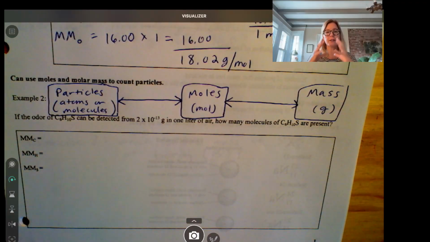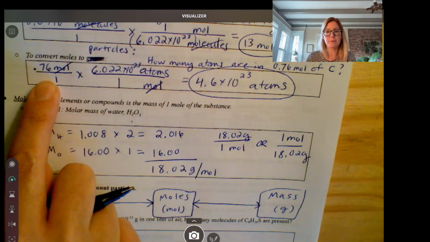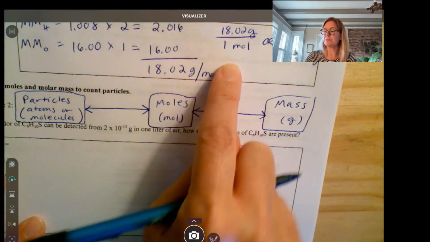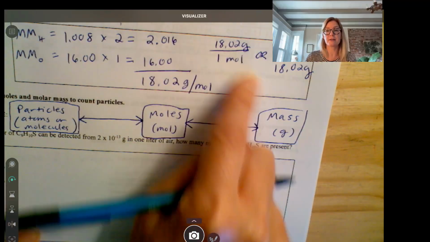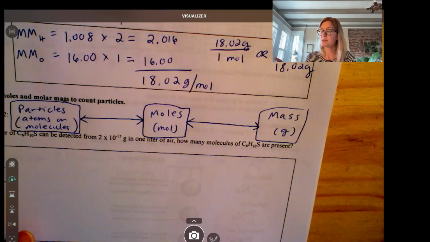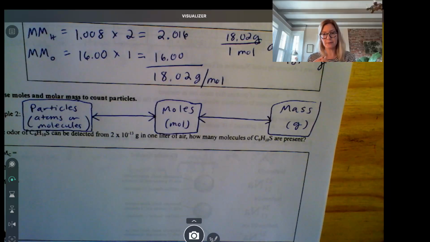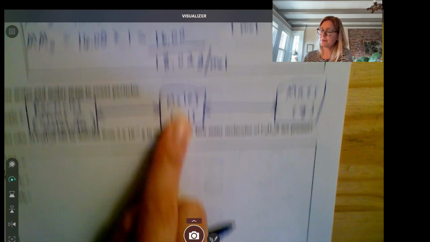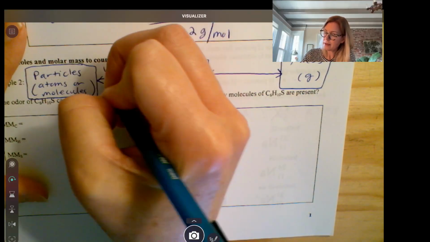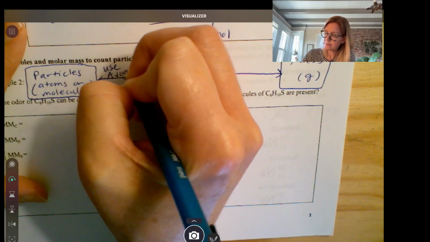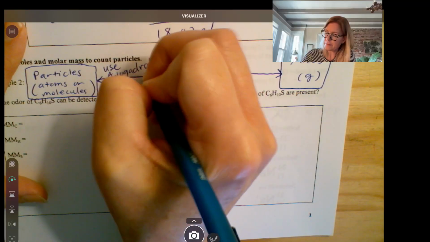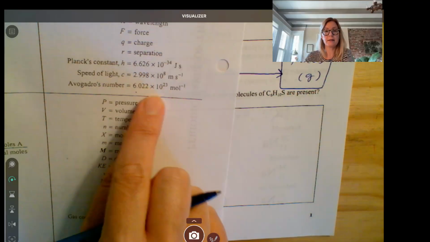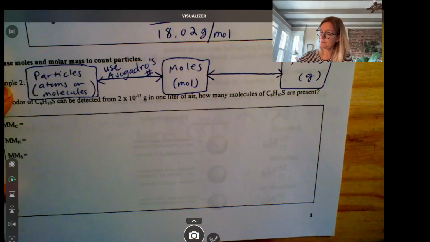So now we're going to bring all that together. Here we converted from moles to particles, particles to moles. Here we learn the relationship between moles and grams, so we're going to use this to convert between moles and grams. When converting between particles and moles like we did up here, this is when we're going to use Avogadro's number, which again is on your formula sheet, 6.022 times 10 to the 23rd.